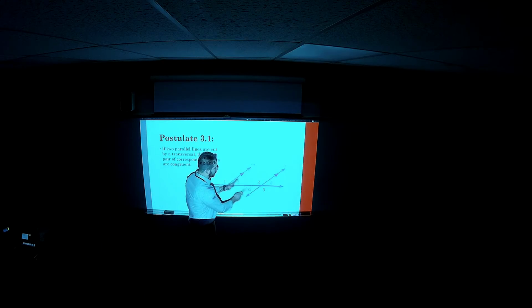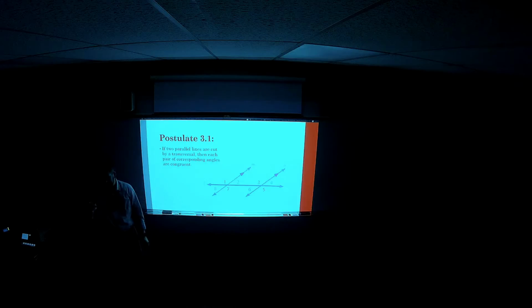What I mean by interior and exterior, like these 4 here are interior. They're squeezed between the parallel lines. They're inside the sandwich. These are the exterior angles. So we're picking one that's interior, one that's exterior. They're on the same side of the transversal, and they don't touch. They're non-adjacent.